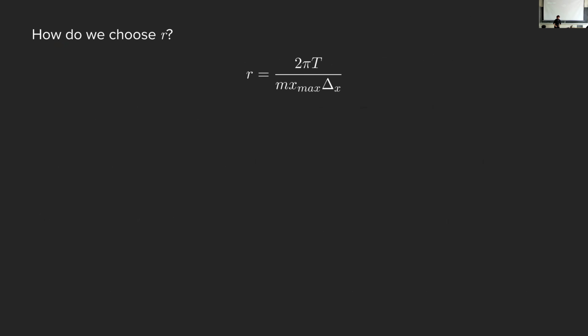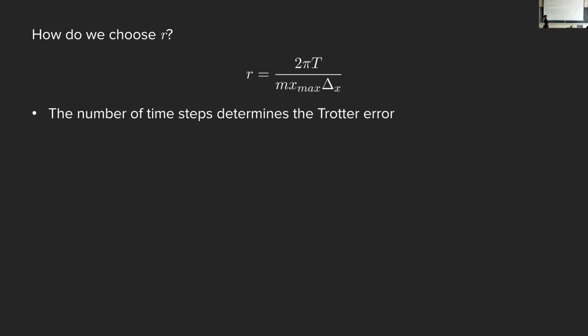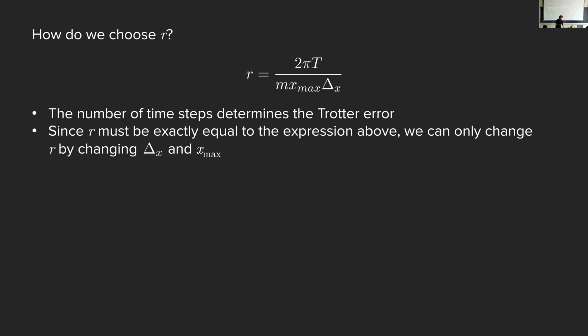So returning back to how we chose R, now talking about the error analysis and all that. R needed to be this very exact expression. And recall that we use the Trotter product formula, and the number of time steps that we take when doing the Trotter product formula determines the Trotter error. But we need R to be exactly equal to that. So in order to change R, we have to change delta max and X max.